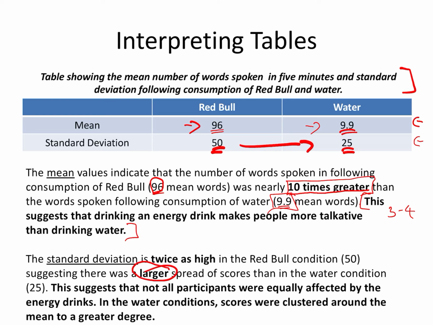Remember, we've got our comparative term there. This suggests that not all participants were equally affected by the energy drinks. In the water condition, scores were clustered around the mean to a greater degree. So you can see here that we're not just simply repeating the data, we're actually interpreting it. We're saying that there was a larger spread of scores because the standard deviation was twice as high in the Red Bull compared to the water conditions. And then we're providing a little bit of a commentary on what exactly that means in terms of the spread and dispersion of those scores. So for interpreting tables, it's really, really important that you're not just simply repeating the data in sentence form. You need to make some sort of interpretation and then commentary on what that means.